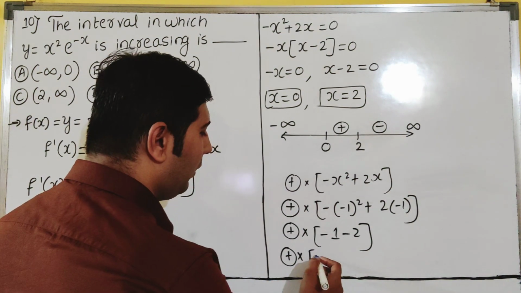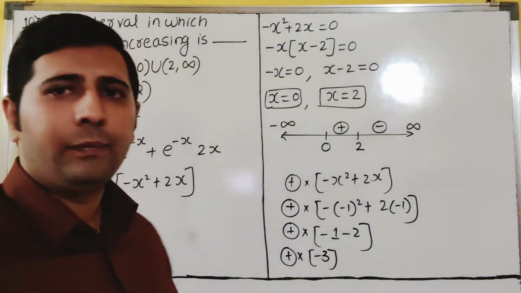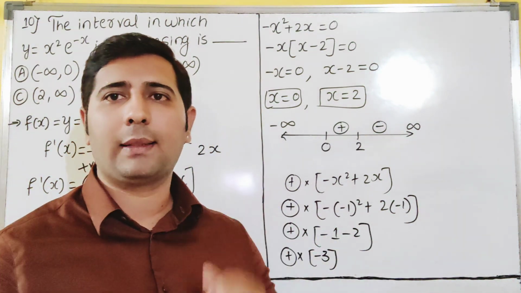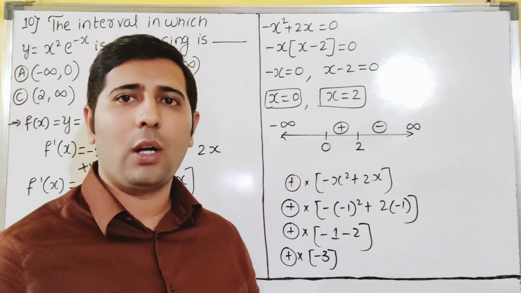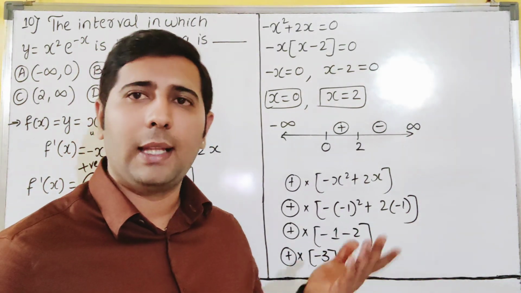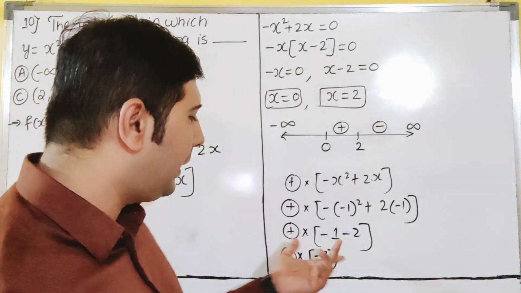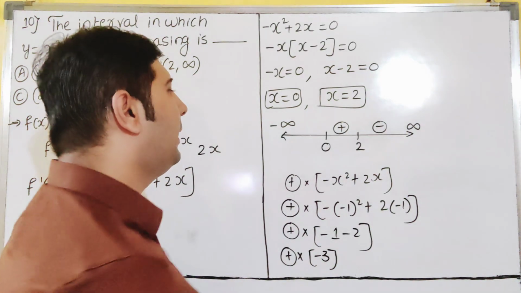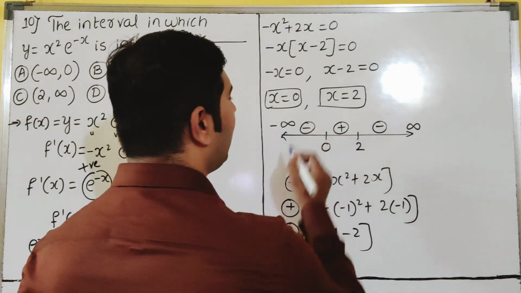Don't write plus 2. -1 minus 2 is -3. Some of you will write plus 2. Exactly wrong. And some of you will write plus 3. So don't forget. See here, plus into minus is minus. So again here also it is negative, dear students.